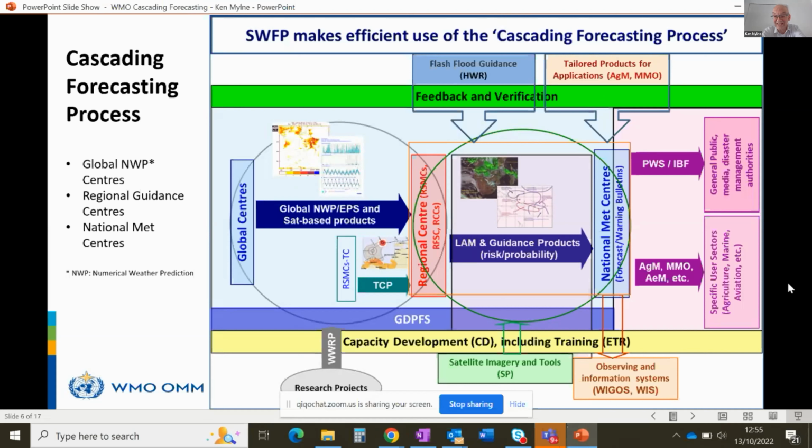The supply of satellite imagery, and for example, other observational data. And there are mechanisms for providing feedback back to the global centres about the usefulness of their data and that sort of thing. But the key thing is this cascade of data from the global centres through a regional centre, which provides guidance, and into the national Met Centres.